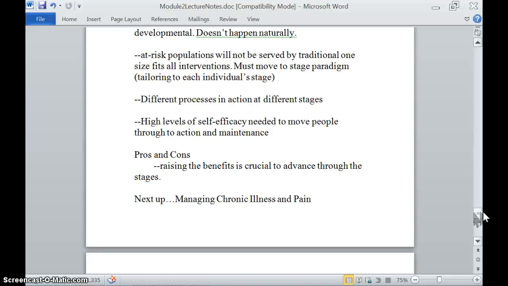I realize I'm giving this to you fairly quickly. Again, you can go into the reading and read more and understand it a little bit better. But the transtheoretical model and self-determination theory are 2 of the most popular, and probably will continue to be, approaches that we take to help people with motivation and health behavior change. On to managing chronic illness and pain.